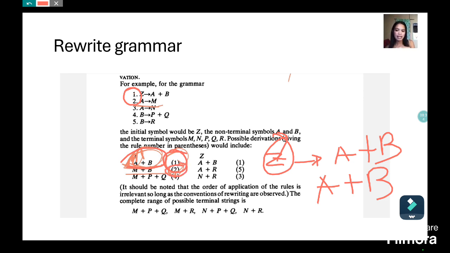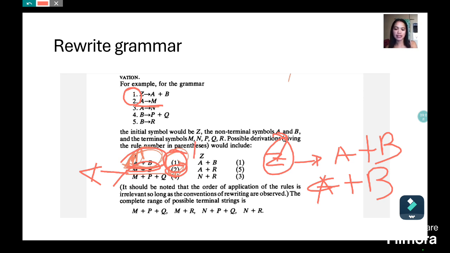Now, we're going to apply rule number 2. How come the result here is M plus B? According to rule number 2, we replace A with M. So the result here is M plus B. Why is there a result of M plus B? Because we replaced A with M, and the result is M plus B.